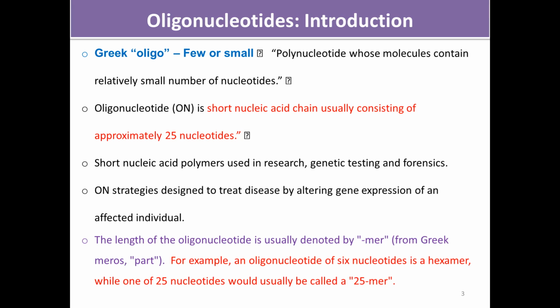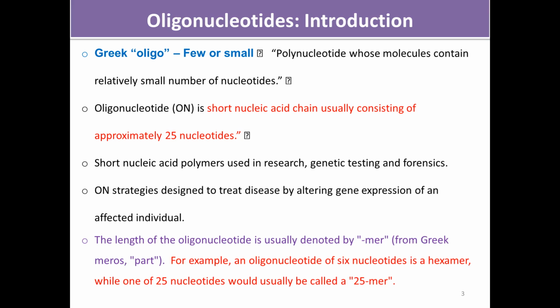You know that the Greek word oligo means few or small. Oligonucleotides are polynucleotides whose molecules contain a relatively small number of nucleotides. Oligonucleotides are short nucleic acid chains, usually consisting of approximately 25 nucleotides. They are short nucleic acid polymers used in research, genetic testing, and forensic analysis. These oligonucleotide strategies are designed to treat disease by altering the gene expression of an affected individual.